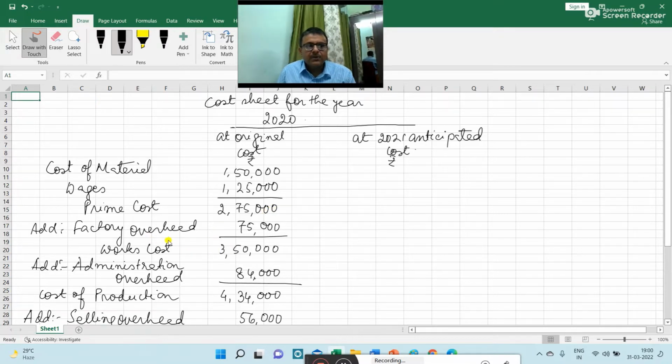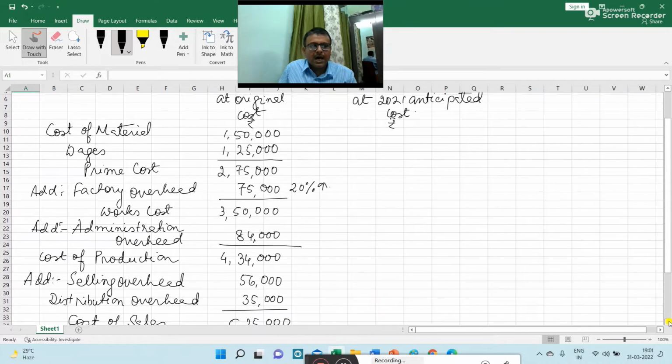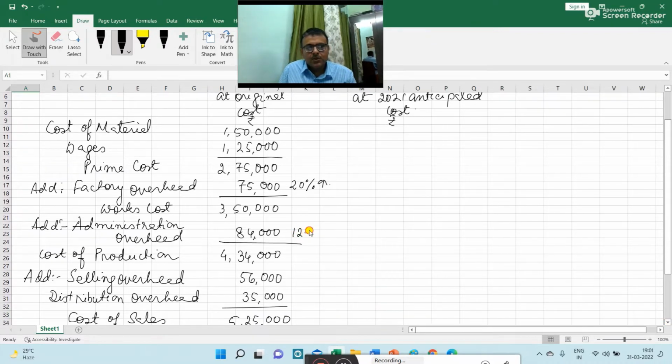there will be an increase in the factory overhead by 20%. And there will be an increase of administration overhead by 12.5%. So I am writing here 12.5%. There will be an increase in selling overhead by 12.5%. And there will be a decrease in the distribution overhead by 10%.